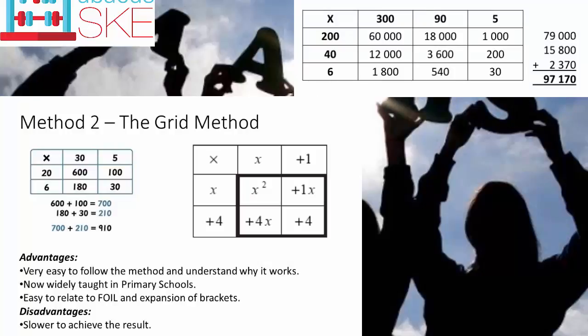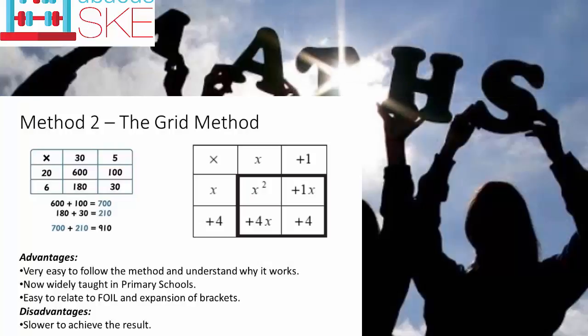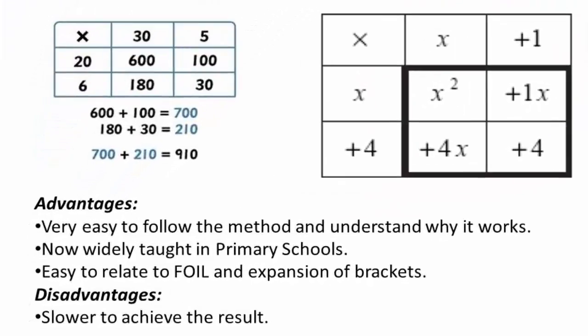Most of my colleagues prefer method 1. But the reason I prefer method 2, which is a grid multiplication, well, it's because it looks extremely similar. In fact, it's exactly the same as the way we multiply out a pair of brackets with quadratic expressions. And so I can link the two, which I really like.